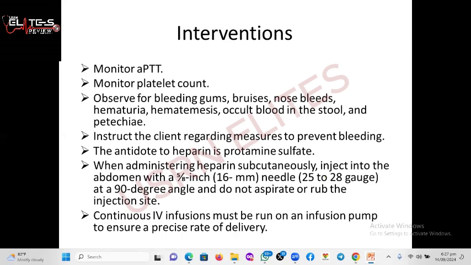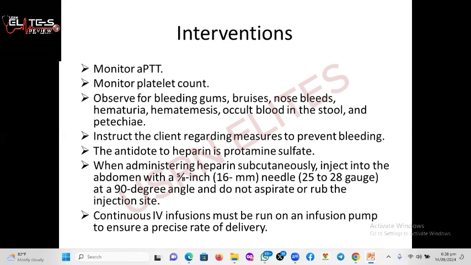In terms of giving it, mostly it's given into the abdomen. The type of needle you use is also there, which I wouldn't worry you about. For those that come in pre-filled syringes, you make sure that you don't aspirate, okay?